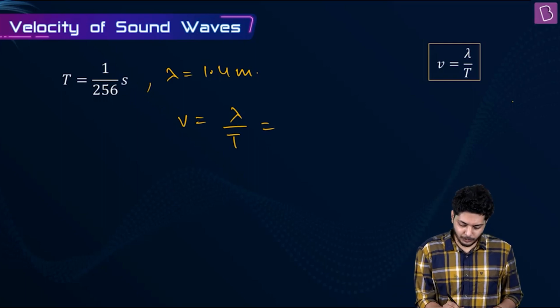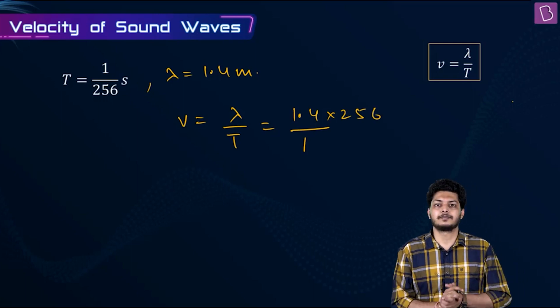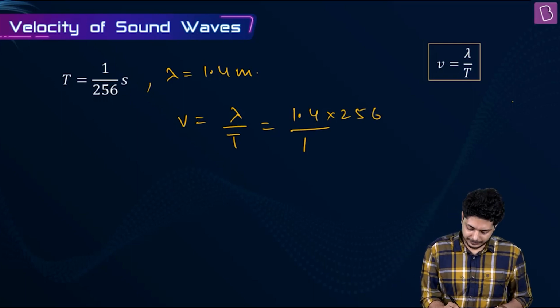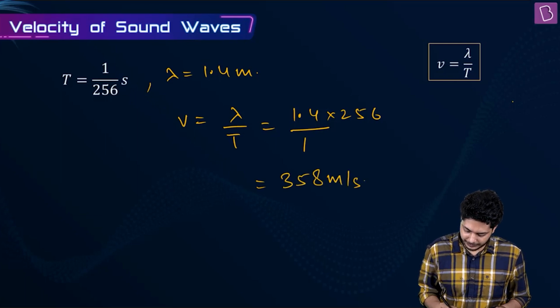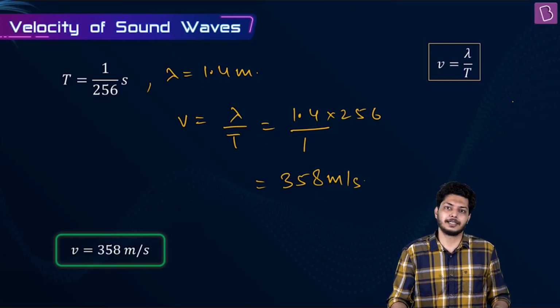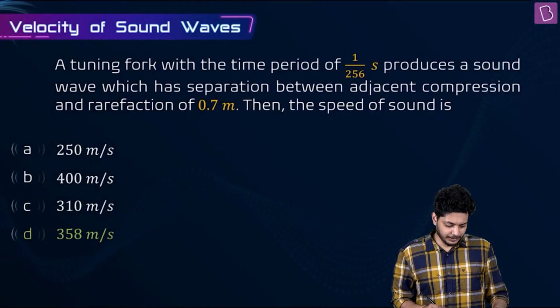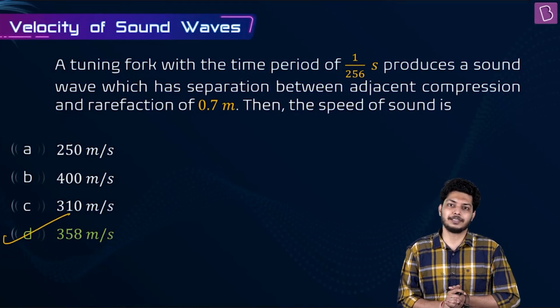Lambda is given as 1.4 meters. T is given as 1 by 256 seconds. After calculations, you will get 358 meters per second, and that is what we have to find out. The speed of sound is 358 meters per second. Easy? Of course, easy. Okay, so which option is correct? Option D is the correct answer for this question.